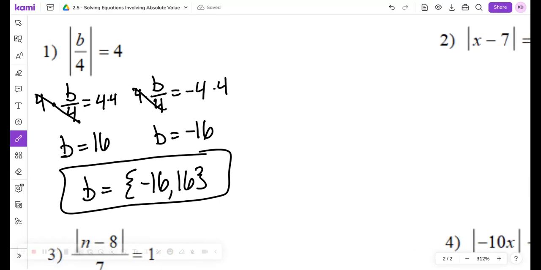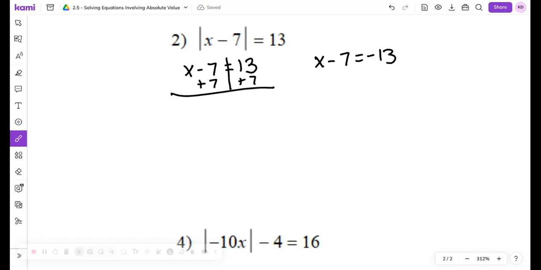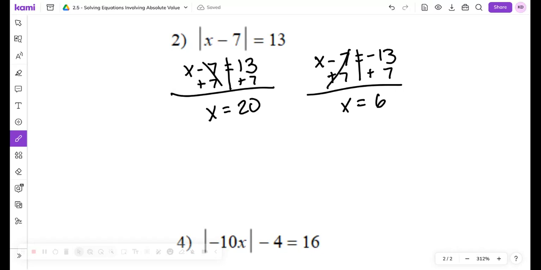All right, let's look at number 2. Again, pause, do the work, and then come back. All right, absolute value is isolated. X minus 7 equals 13. X minus 7 equals negative 13. We're going to work on the left one first. Add 7 to both sides. X is equal to 20. Add 7 to both sides. X is equal to, let's see, 7, 8, 9, 10, 11, 12, 13. X is 6. So my two solutions, or my solution set, the set of numbers 6, comma 20.